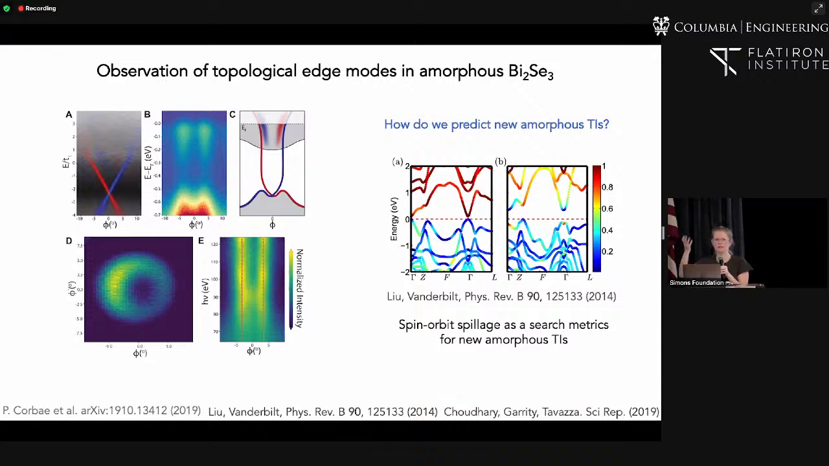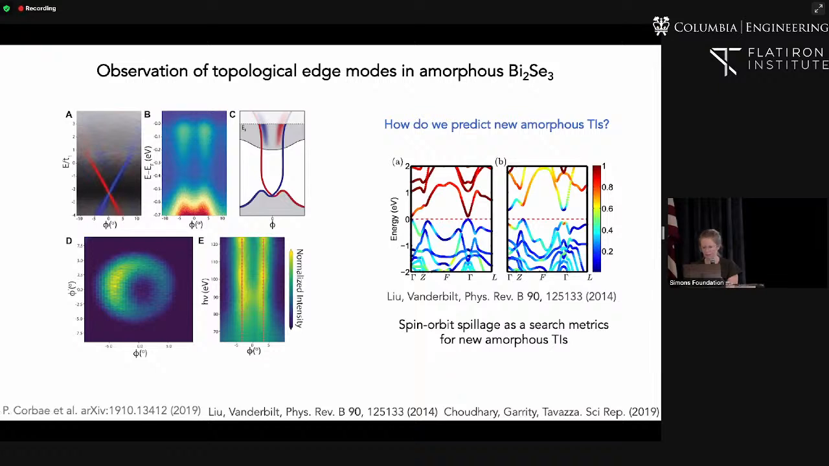So he proposed this spin orbit spillage as a metric for identifying new topological phases. And this spin orbit spillage metric isn't actually K-dependent, so you can use it for amorphous materials. This is what we're proposing as a way of identifying new amorphous materials based on something that doesn't involve a very convoluted thing. And that's what we're working on right now.